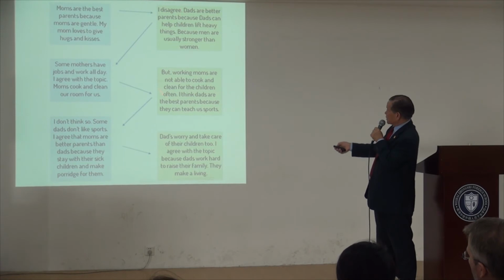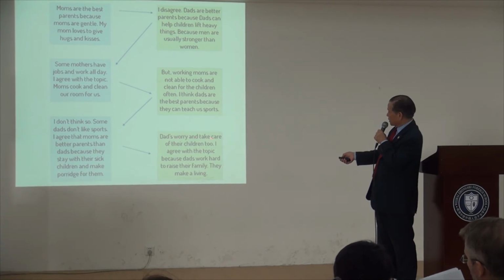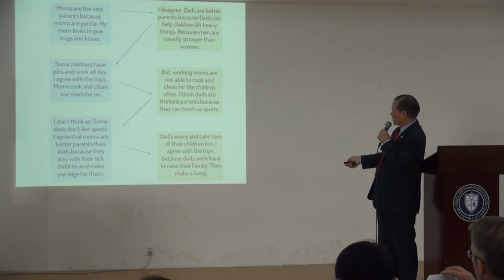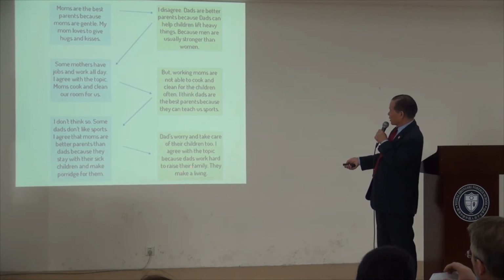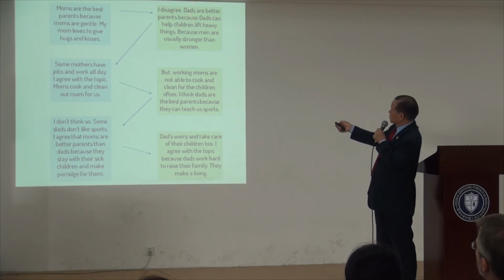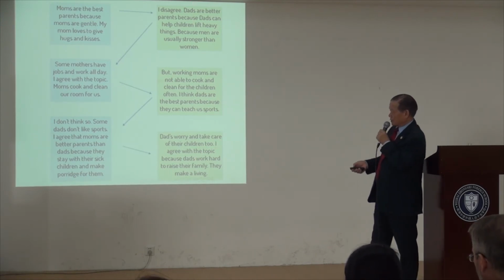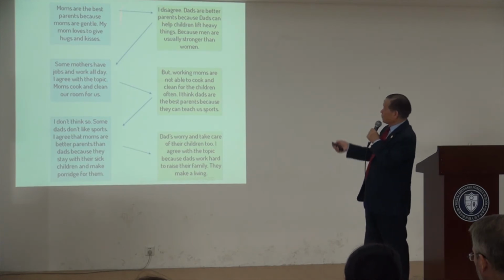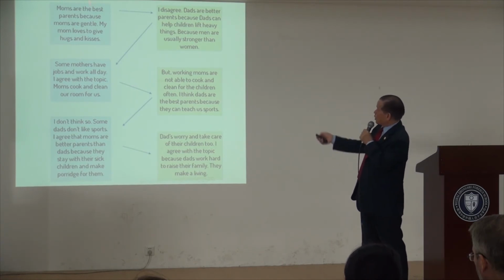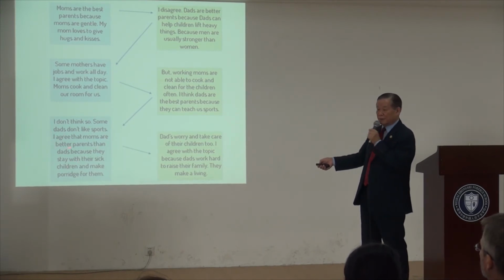The last debate of the negative team, the second debater, and after that, the third debater of the negative team: dads worry about taking care of their children too. I agree with the topic because dads work hard to raise their family. They make a living. Negative team, the last debate. But how is the process of the debating competition? This is the last debate of the affirmative team. This is the last speaker, the last debater.